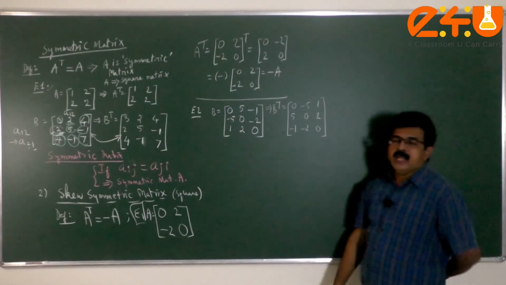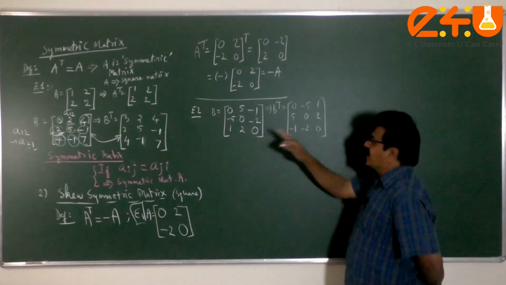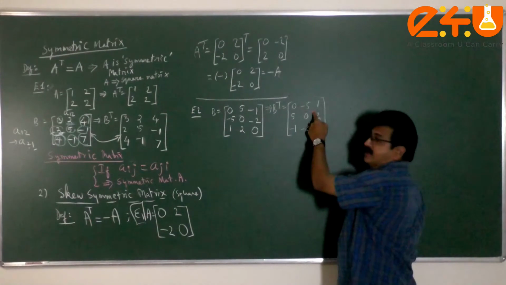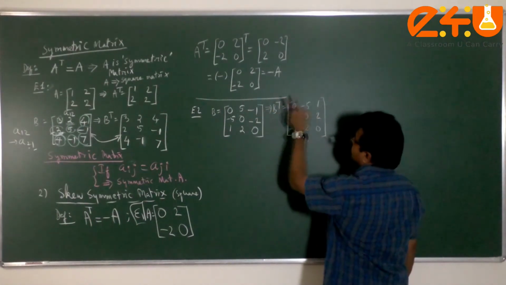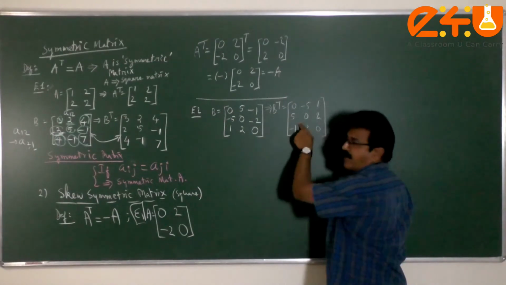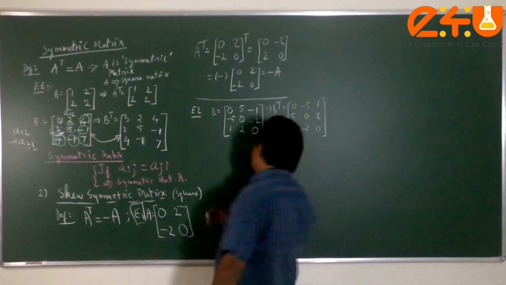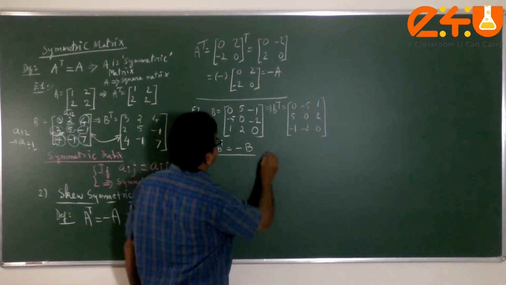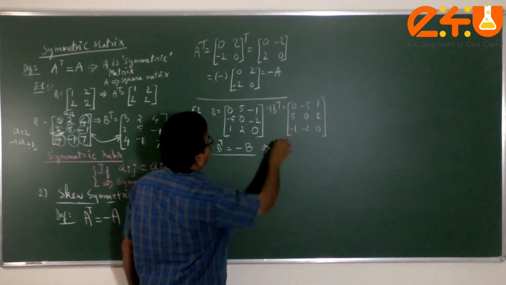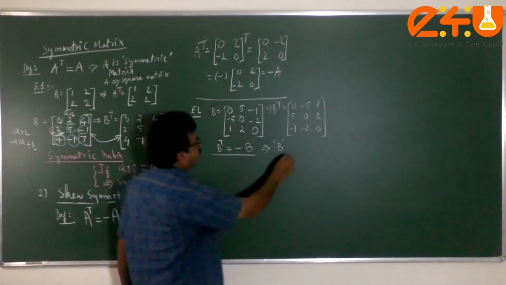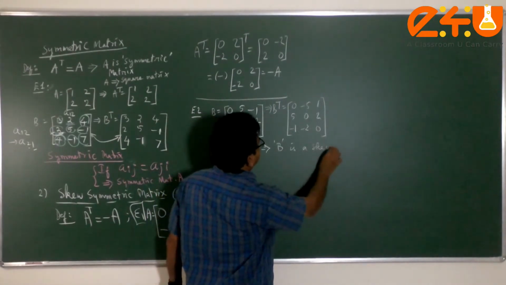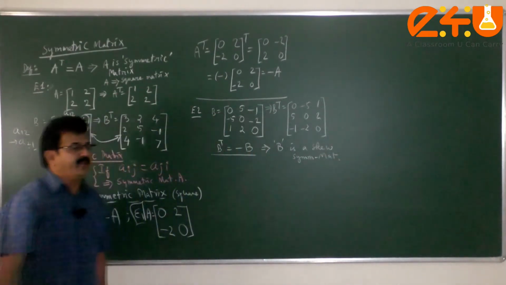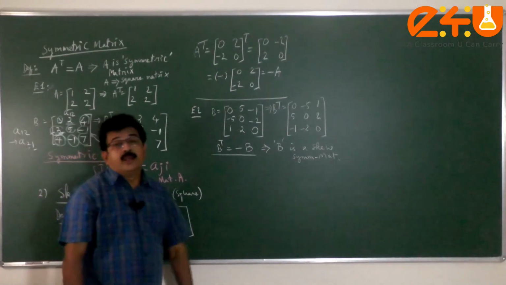What has happened? Compare the given matrix and the transposed matrix. 5 got changed, the sign got reversed. Minus 1, sign has been reversed. Minus 5, now it is 5, sign is reversed. So, in other words, I can write B transpose is negative of B. That gives you the understanding: B is a skew symmetric matrix. Skew symmetric matrix.